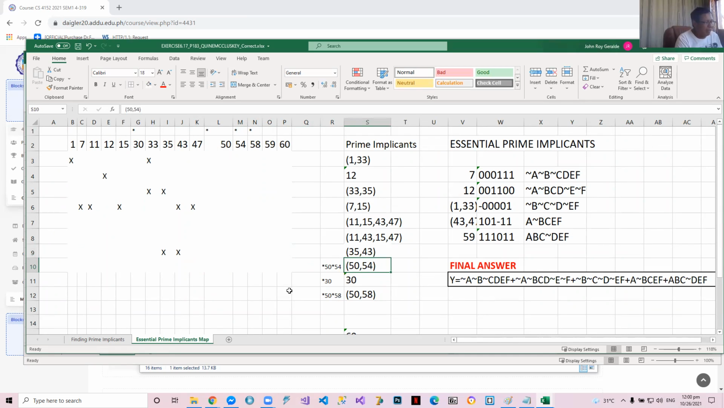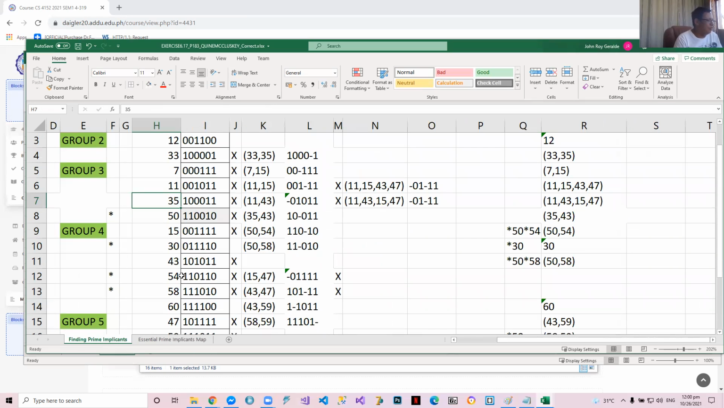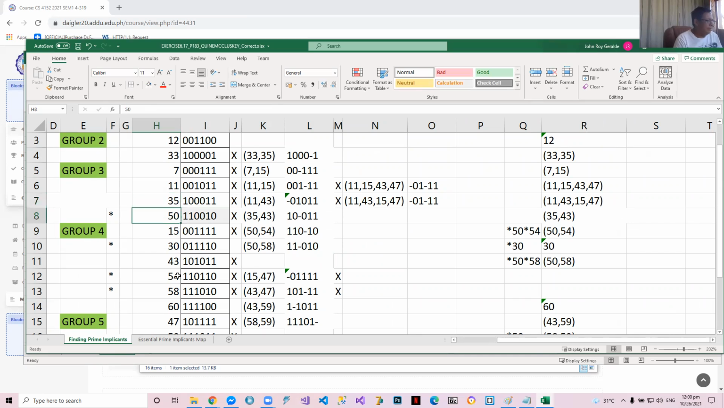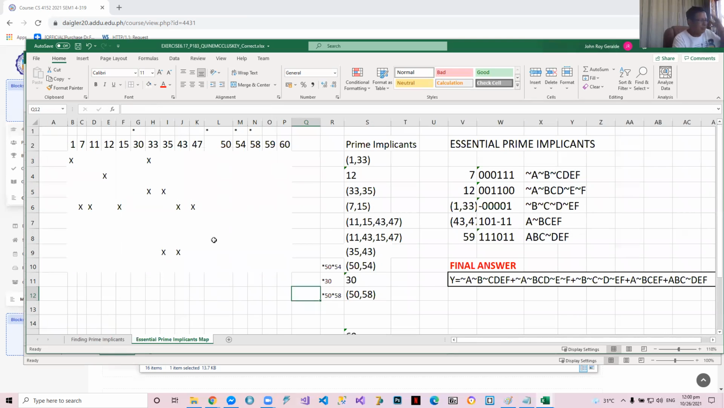So hindi natin is-ix, right? It's don't care. So therefore we will not put X. 50 and 58 are both don't cares. Let's double check 50 and 54. 54 and 50 are X. No. And then the second is 50 and 58. 50 and 58 are don't care, so we don't include them. Okay?